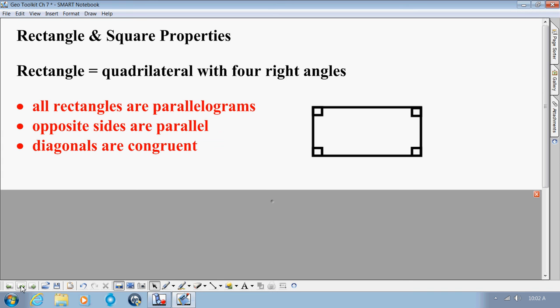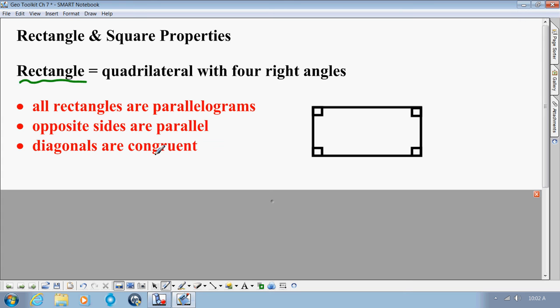Well, we're almost there now. Here's the last page of properties with all the different polygons we've been talking about. So this one has to do with rectangles and squares. So at the top of your paper, go ahead and write rectangle and square properties. And so go ahead and add the definition on to your paper here.